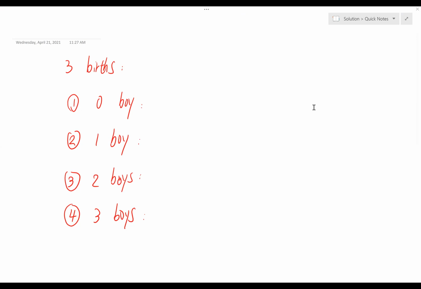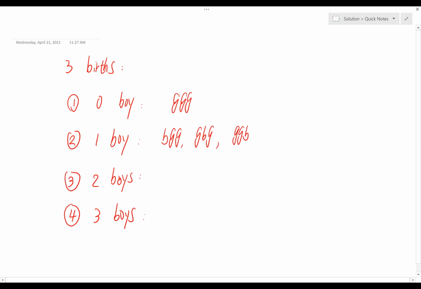Okay, so let's list all the outcomes. First one is 0 boys. 0 boys meaning all 3 of them must be girls, so girl, girl, girl. And second major category is 1 boy. So the boy could be on the first place, so you get 1 boy, 2 girls. And then girl, boy, girl, second place. And then girl, girl, boy.